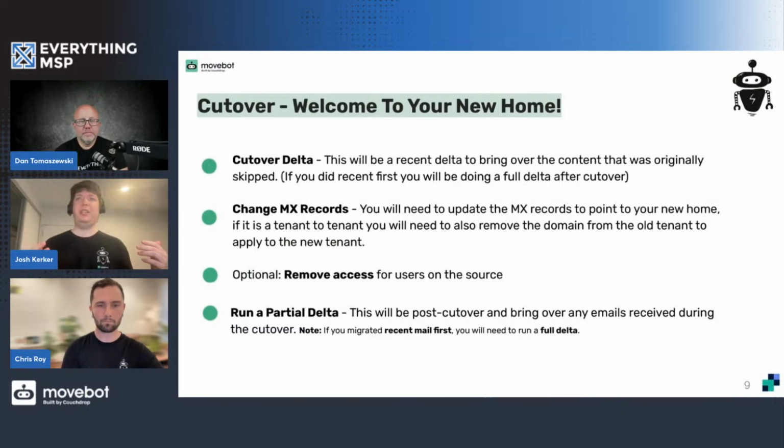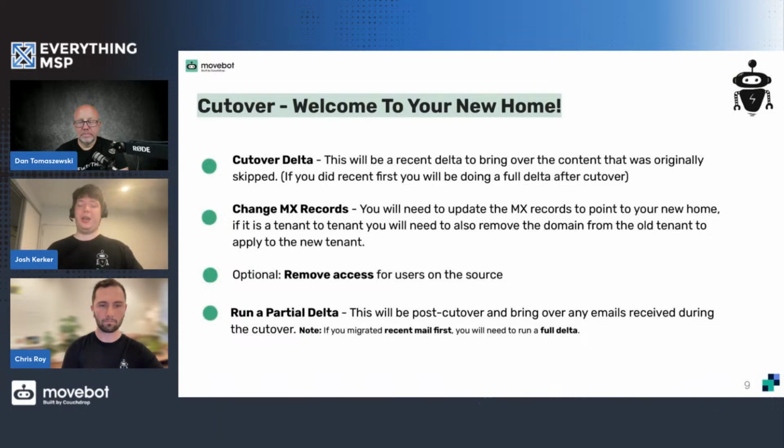Then you'll want to update the MX records. Just keep in mind that if you are doing a tenant to tenant migration, you will be updating the domains. When you update the domains, you'll need to make sure that you update the tool as well, so that you can do your next deltas, since it'll be a new email address on both sides. Optionally, you can then remove access from the source if you don't want users to have access to it. This part isn't required.